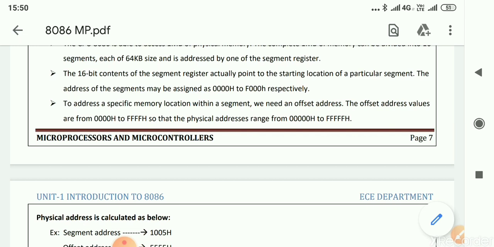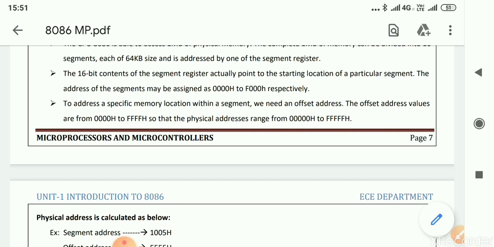Offset address values are also 16 bit, which may range from 0000H to FFFFH. Offset addresses of all the segments are contained by the index pointer registers or base pointer registers, because there may be different addressing modes, and for different addressing modes different index registers or base pointer registers can be used. So there are specific index registers which can be accompanied with the segments to calculate the physical address.